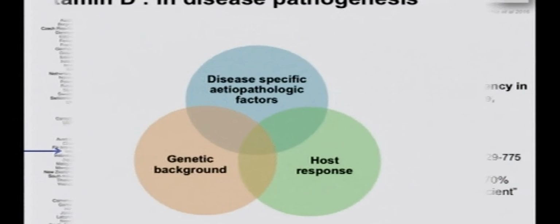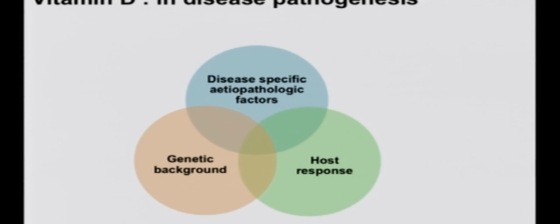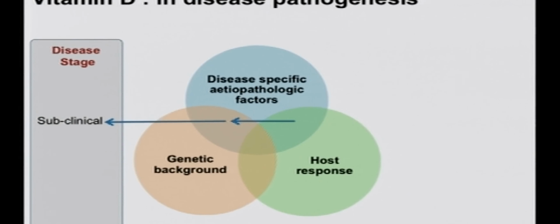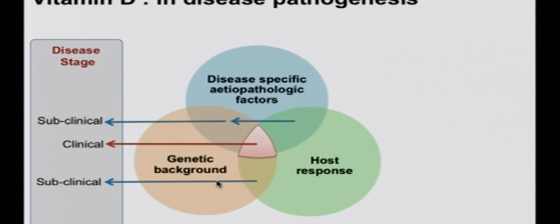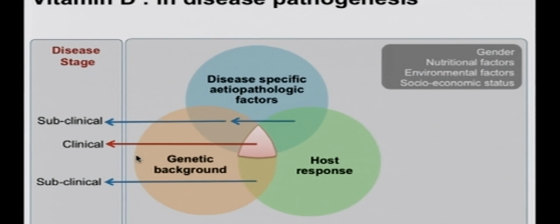Then we started looking at what happens in a person who develops any disease, whether it's cancer or anything in your body. There are a few things which are important. If you look at a model, you have to have disease-specific factors, genetic factors, and your host response. If you have only one of these, you just get a subclinical one. A person should have all three in equal amounts to get a disease, and then that becomes clinical.